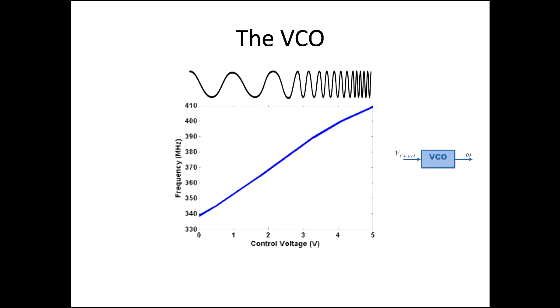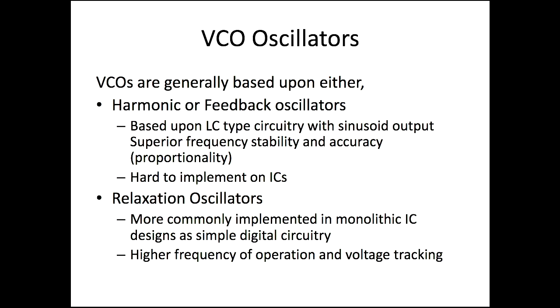And then VCO oscillators. VCOs are generally based upon either harmonic or feedback oscillators, based upon LC type circuitry with sinusoidal output, superior frequency stability and accuracy, but hard to implement on ICs. So when you have VCO, VCOs are generally based upon either harmonic or feedback oscillators.